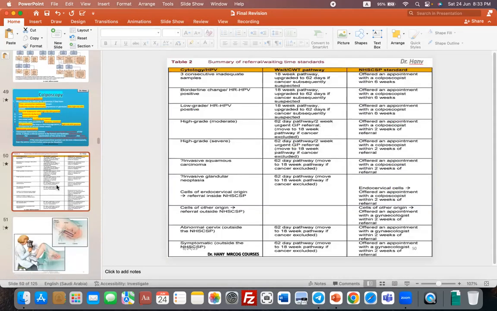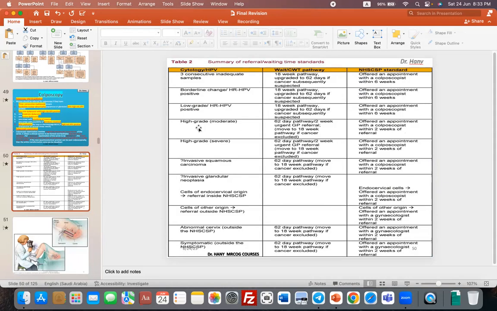The fast track and the low track. The fast track, 2 weeks. The low track, 6 weeks. Actually, it is more than this. It's up to 6 months. If it is routine, low grade human papillomavirus. So the colposcopy referral here is routine, no urgency.